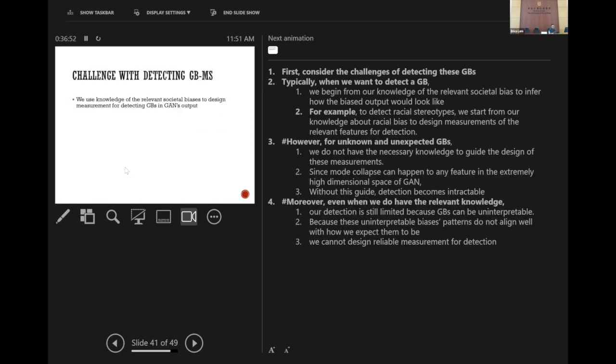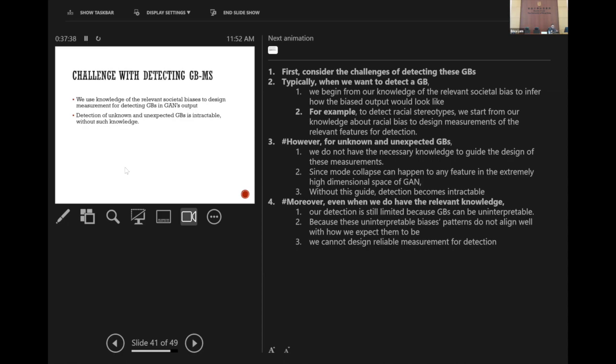So first, consider the challenge of detecting generative bias. What we do when we try to detect a generative bias is begin with our background knowledge of how a related societal bias looks like, for example, how racism looks like, and infer what the biased image will be roughly like in the output. And then once we have that idea, we can design the measurement for the related, say, facial feature for detection, right? But the problem is for the unknown and unexpected generative bias, we don't have such social knowledge.